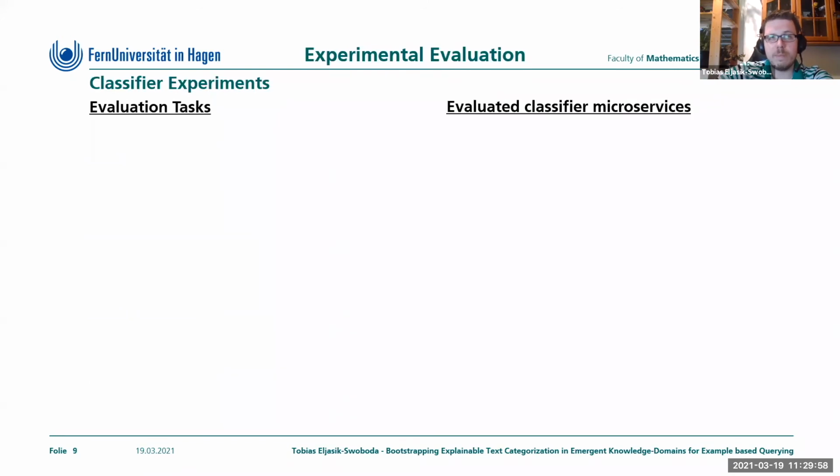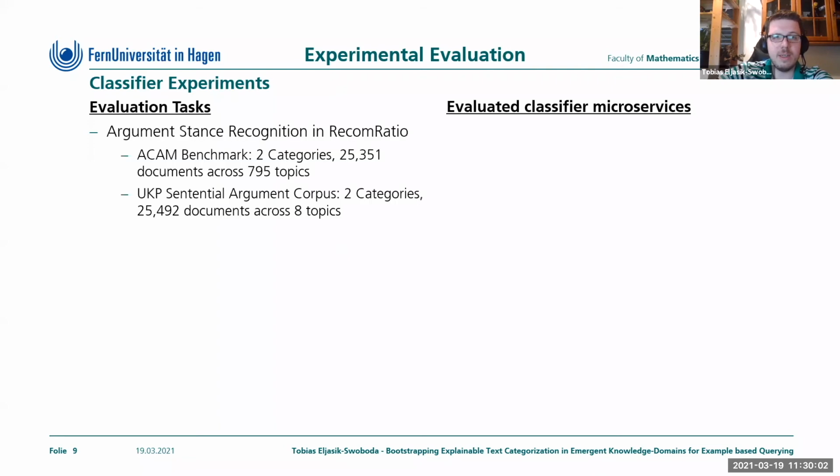And we evaluated all those microservices in different tasks. The first task is argument stance recognition in the Recom Ratio project. What we do here is identify for individual sentences if they are a pro argument or a contra argument. There are two different benchmarks with roughly an equal amount of documents or utterances. But what you see here is the ACAM benchmark has almost 800 different topics, while the UKP benchmark only has 8 different topics for which something can be pro or contra.